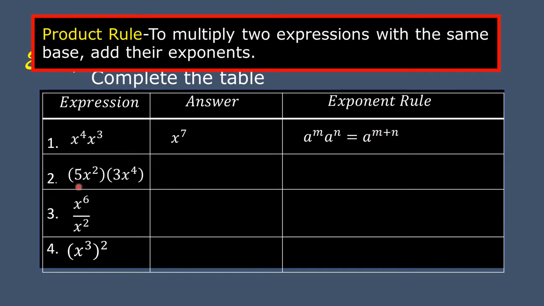Number 2, we are going to multiply first the numerical coefficient. So 5 times 3 is 15. And then add 2 to 4. So our answer is 15x raised to the exponent of 6. The exponent rule in symbols is the same as the exponent rule in symbols in number 1. a raised to the exponent of m times a raised to the exponent of n is equal to a raised to the exponent of m plus n.